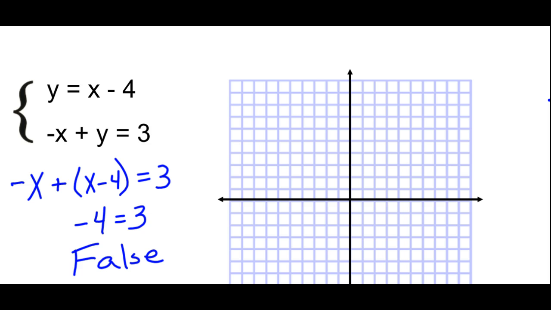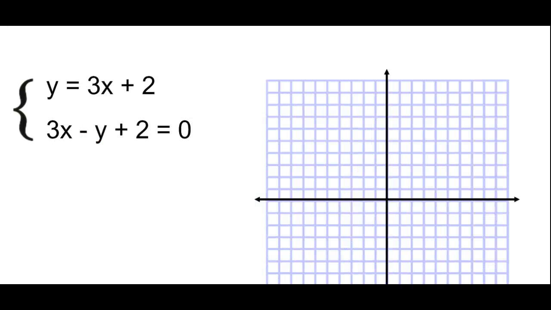I would first want both of these to be in slope-intercept form, so I'm going to add x to both sides here, and I'm going to get y is equal to x plus 3. So for the first equation, I'm going to start at negative 4. I'm going to have a slope of 1, up 1, right 1, up 1, right 1. Draw my line. The second one's going to start at positive 3, a slope of 1, up 1, right 1, up 1, right 1. And you should see that you have parallel lines. Those lines look horrible, but those are parallel lines. All right, what do you notice about parallel lines? They have the same slope.